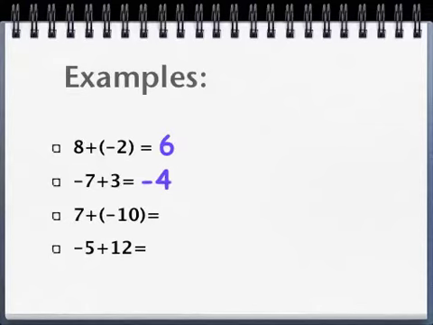The next one, we have 7 plus negative 10. Again, I have different signs. I have one positive 7 and a negative 10. I'm going to subtract the numbers. 10 minus 7 is 3. I'm going to keep the sign of the 10, which is a negative, so my answer is negative 3. And then the last example, we have negative 5 plus 12. We have different signs, so we're going to subtract the numbers, keep the sign of the larger number, which is going to be a positive, and 12 minus 5 is 7.